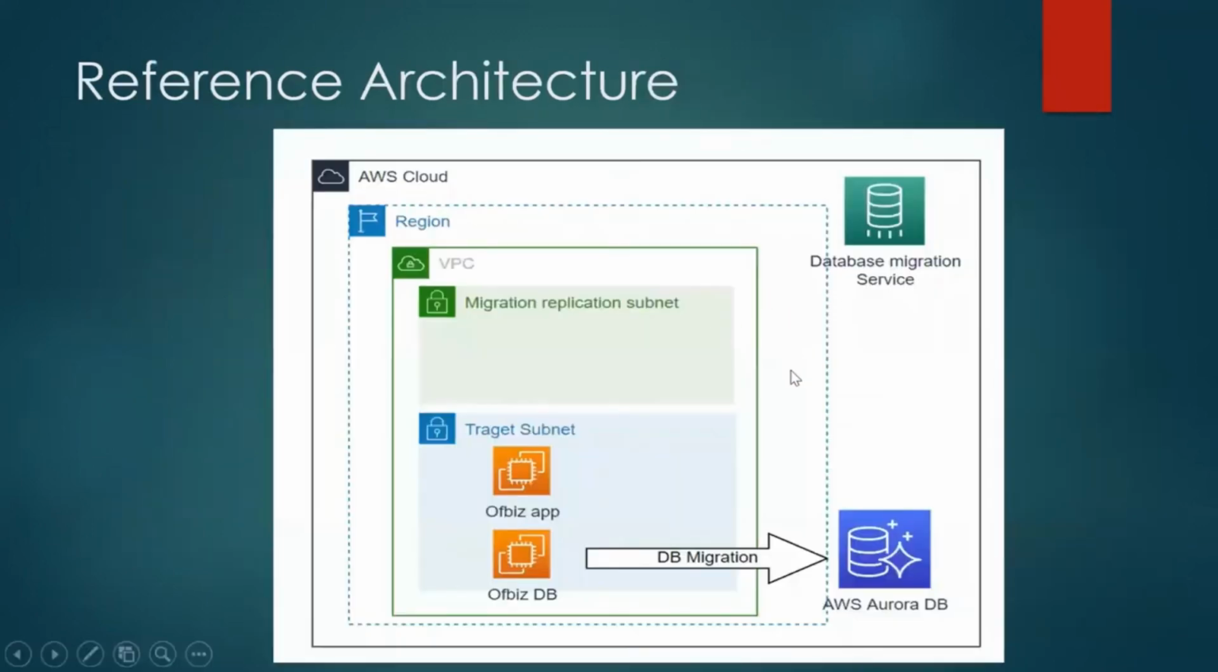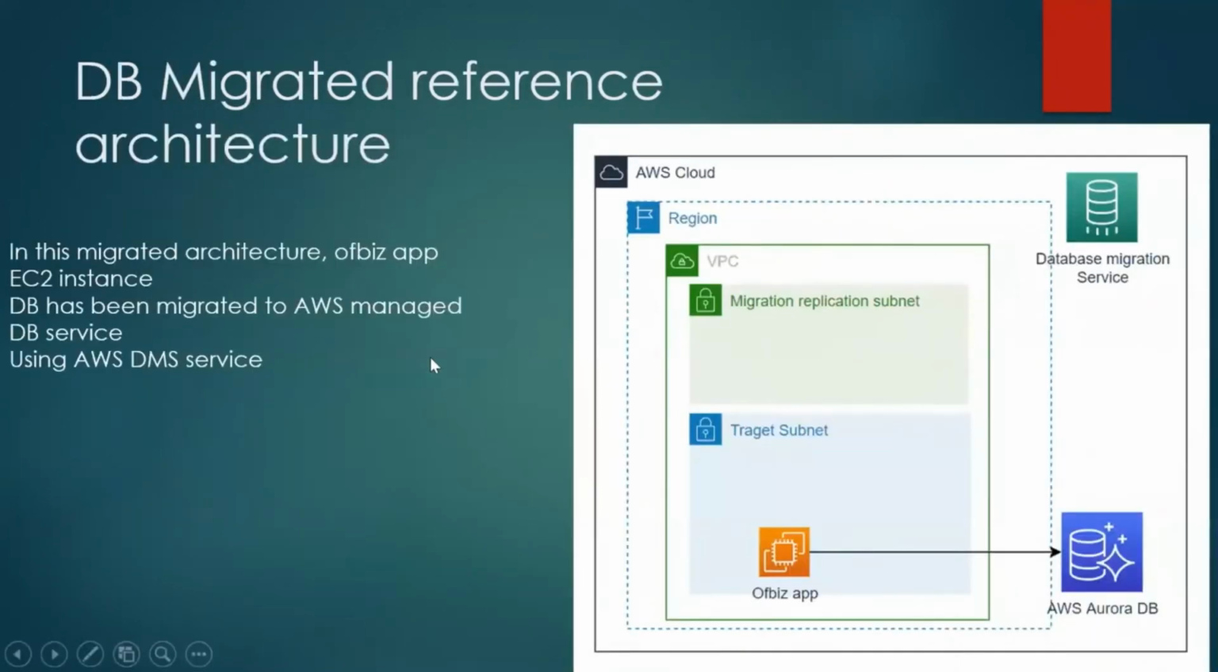This is the reference architecture. Once migration is done, at a later stage, this Off-Biz app will start using the Aurora DB. The migrated Off-Biz app is on EC2, and the database has been migrated to an AWS managed DB service. Using the DMS service, we will migrate the database from the EC2 instance to AWS Aurora DB. That's at a high level what I'm going to cover.